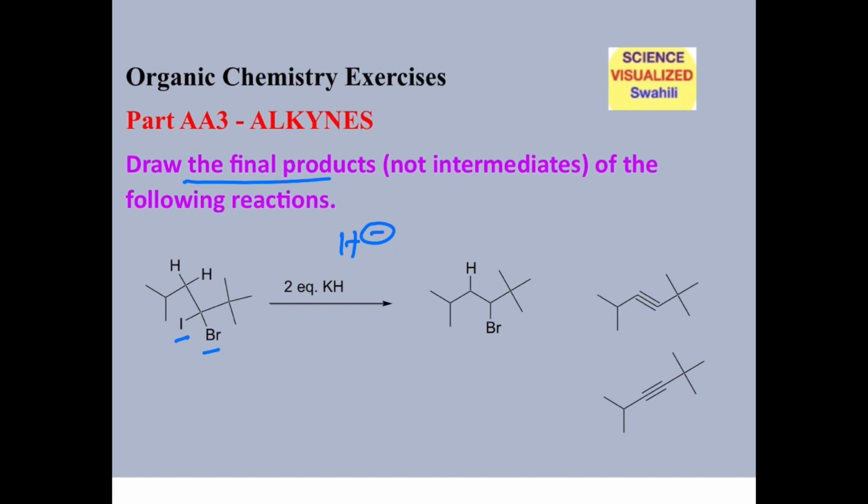So the first step is that the base is going to abstract one of these two hydrogens. So in this case, I will use the base to abstract this hydrogen. At the same time, the carbon-hydrogen bond will break and the electrons will flow here to form a double bond. And then at the same time, you're going to kick out one of the halides, so the iodine, for example, and you end up with this as a product, where now we have a double bond here. So that's just using one equivalent of the base.